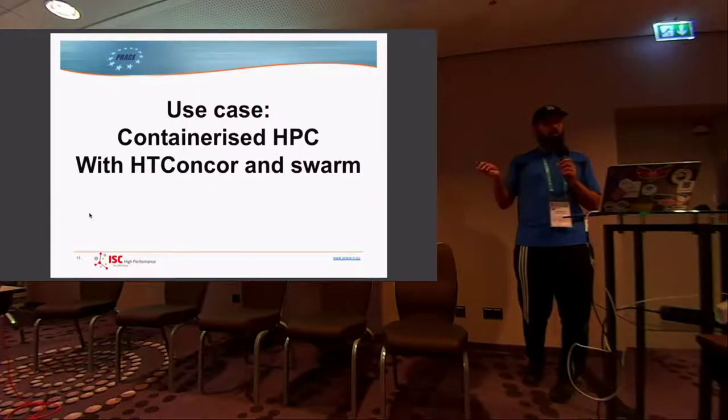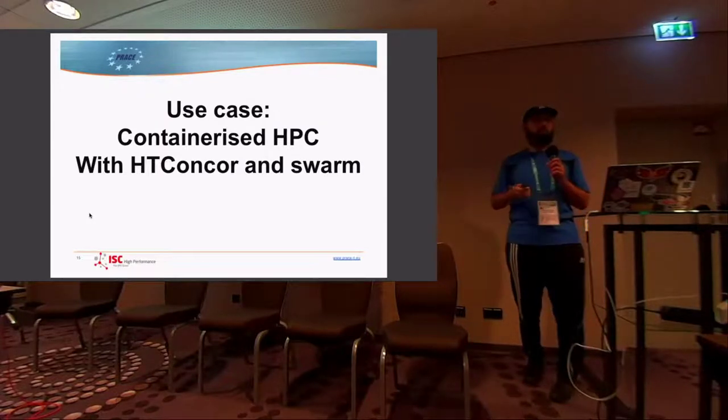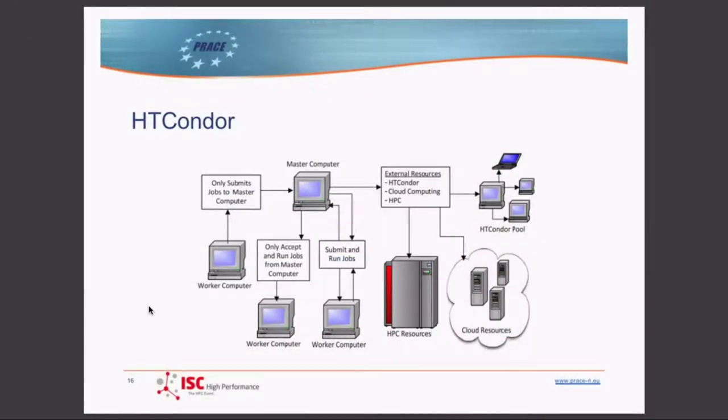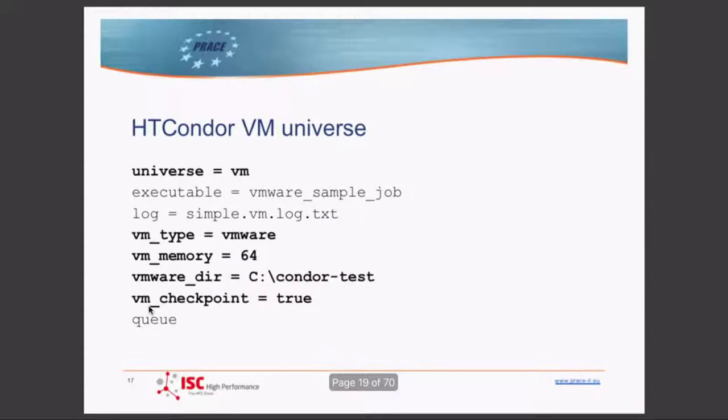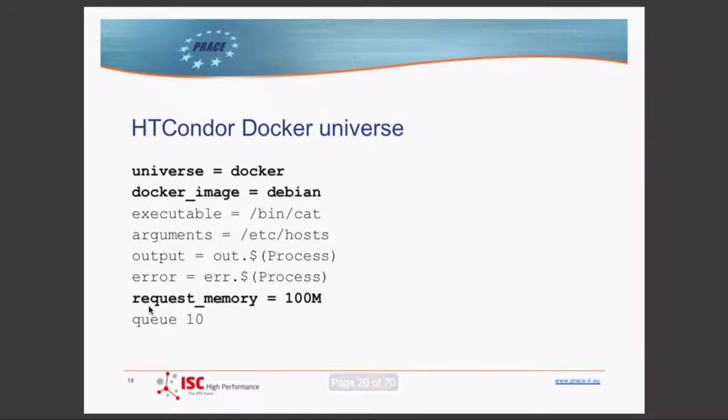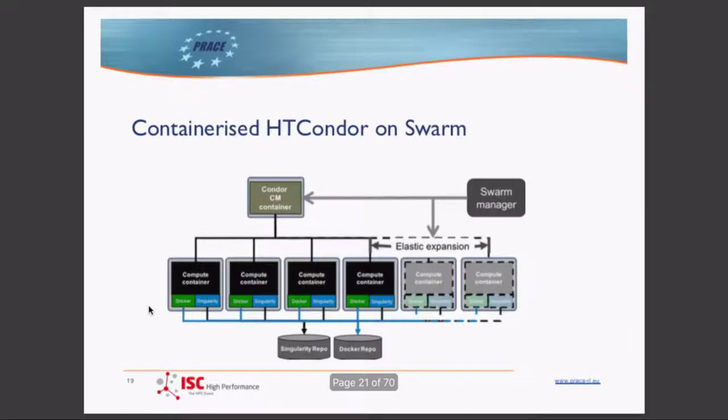I will show you very quickly a use case: containerized HPC with HTCondor and Swarm. HTCondor is another queuing system that works more for HTC. It is also good for HPC. The nice thing about it is that it has implicit support for VM workloads and Docker workloads, so the Docker universe and the VM universe.